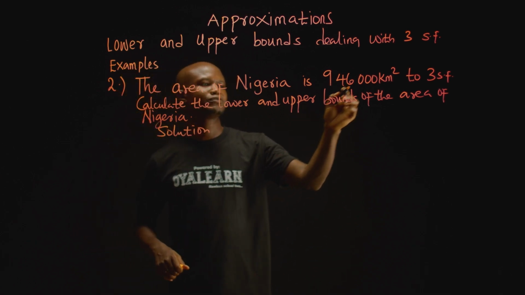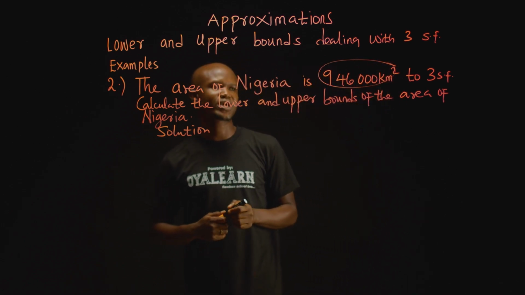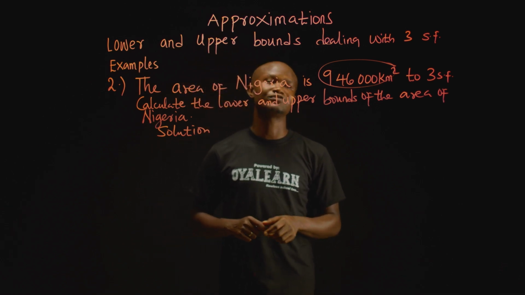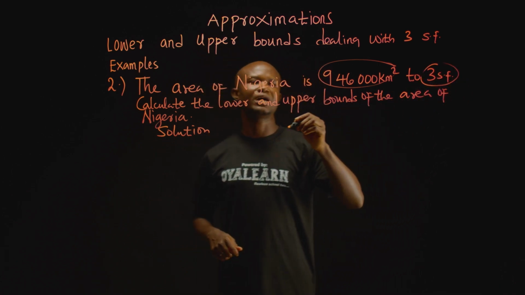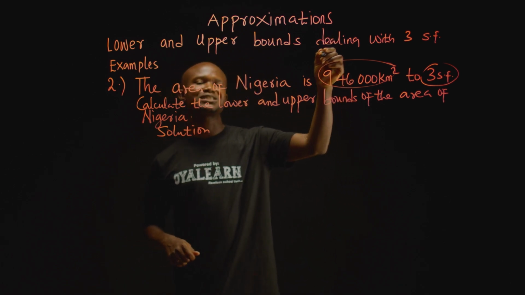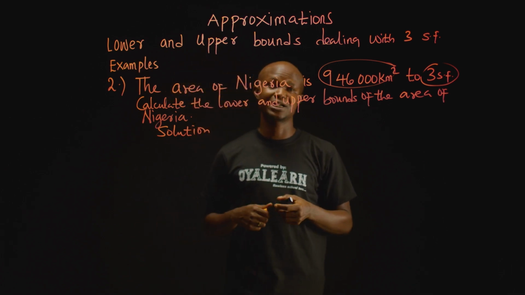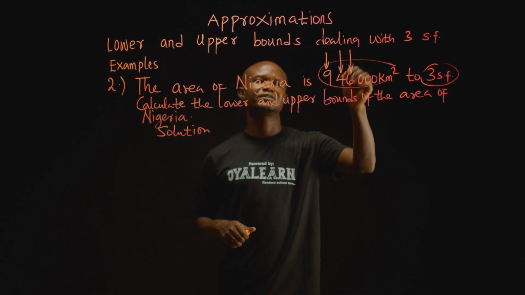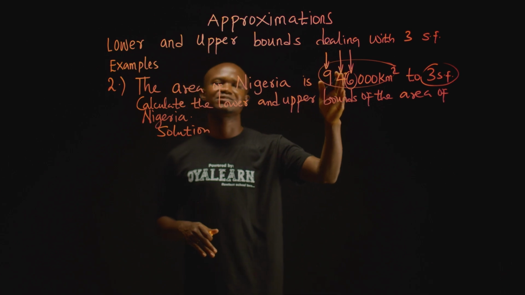Now we have 946,000 kilometers square as the approximate value of the actual area of Nigeria, which is to 3 SF. Now for 3 SF, we know normally we start with the first non-zero digit from the left. And from here we have 1, 2, 3. So we can see 6. We are now considering 6.